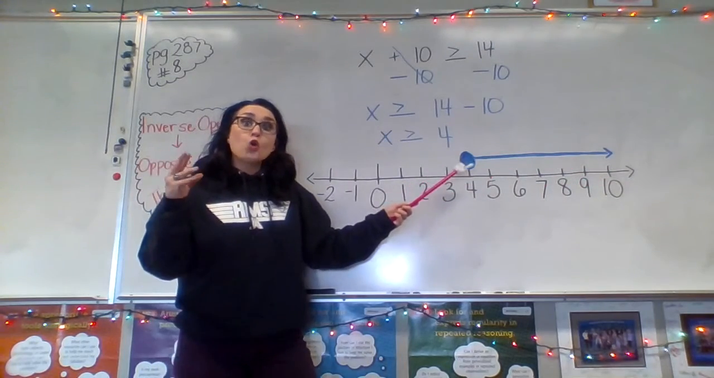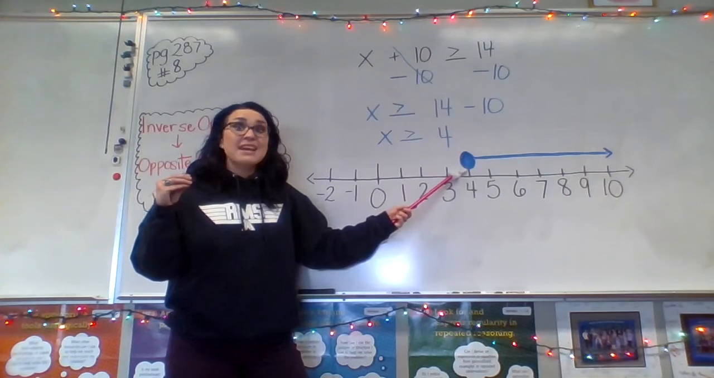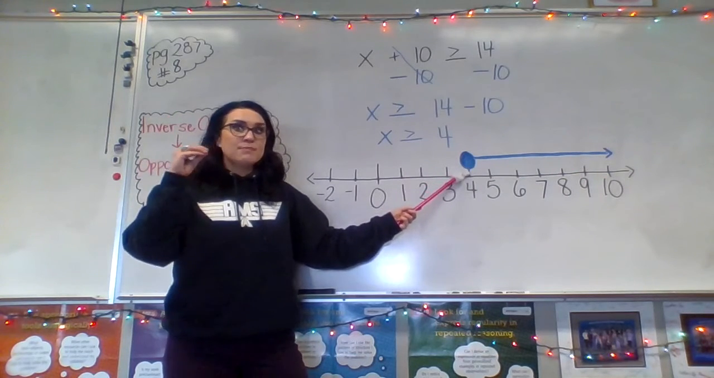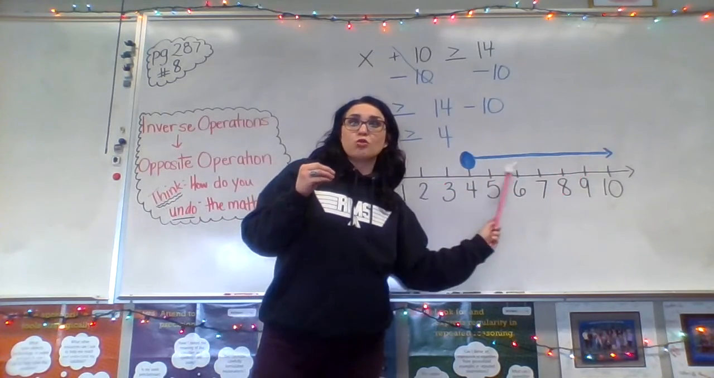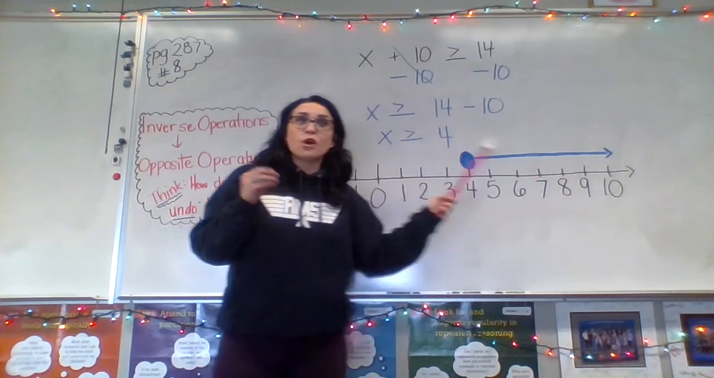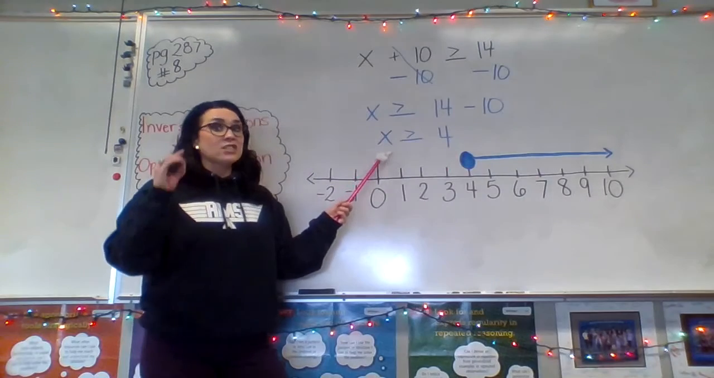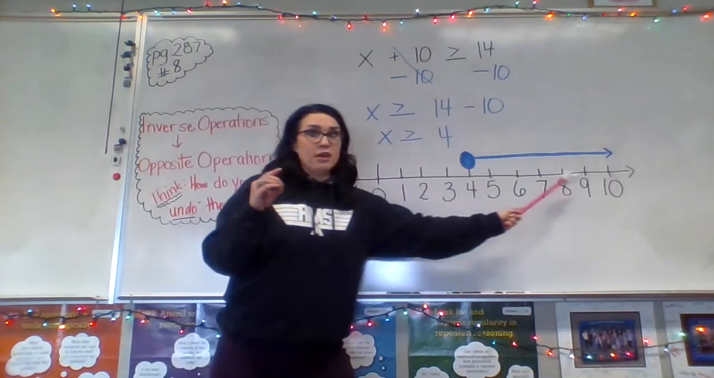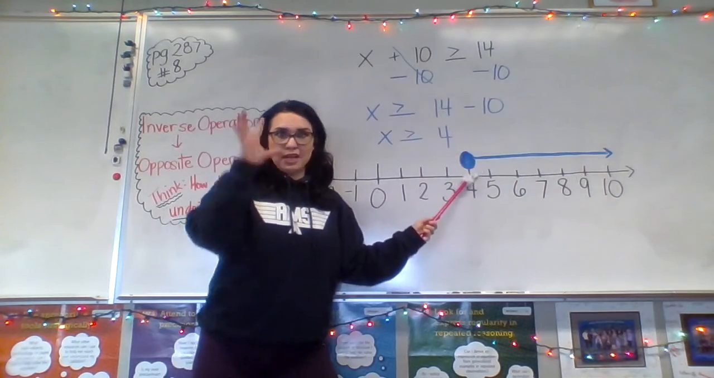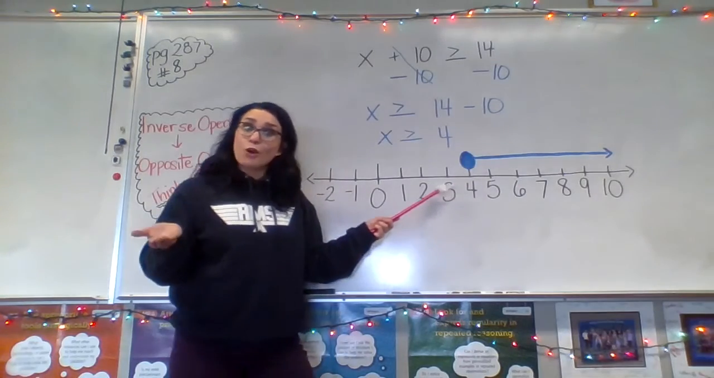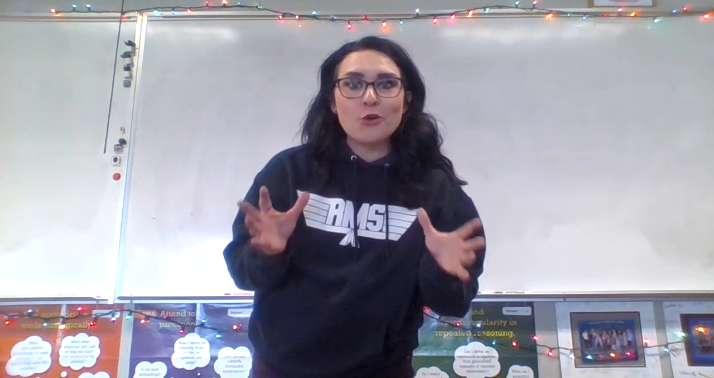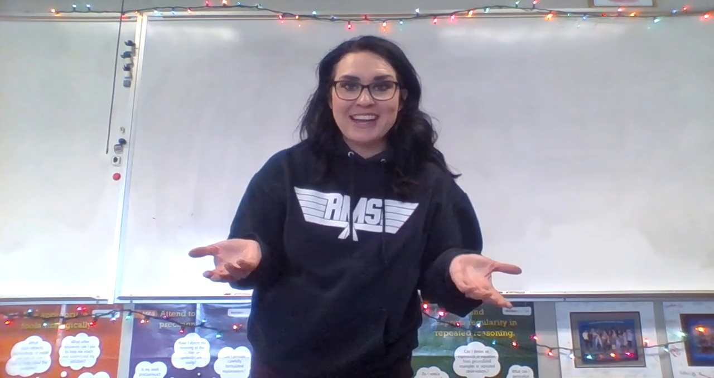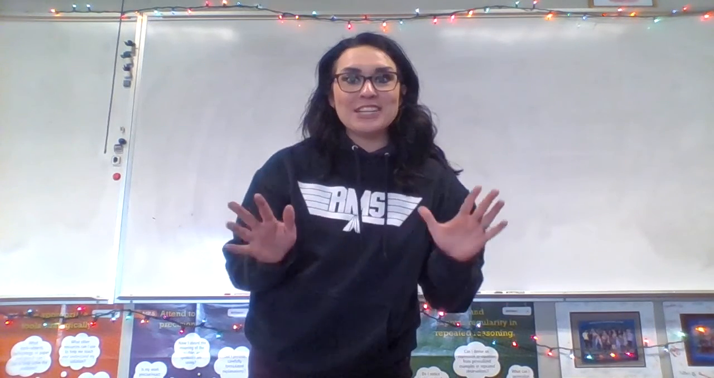We have a closed circle that represents that "or equal to" possibility, but then that arrow is pointing to all the numbers that are larger than 4 to represent that x is greater than, that's the arrow part, or equal, that's the closed circle part, to 4. All right, my friends, so that was just a quick run through of solving these inequalities with addition and subtraction. As always, if you have any other questions, please let me know.